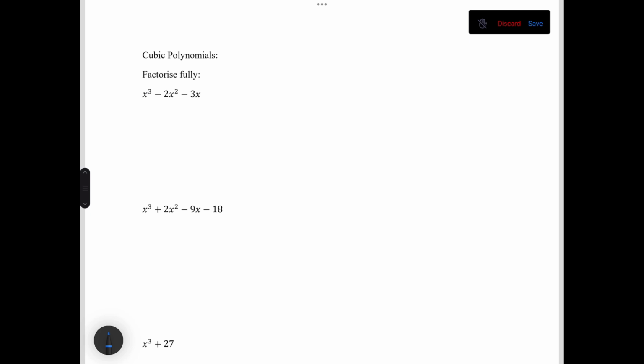Okay, let's do polynomials, cubic polynomials. When dealing with cubic polynomials, there are four types of factorization that you might be familiar with until now, and then we'll add one more to it. The first one is a common factor. You know that from grade 9 already.